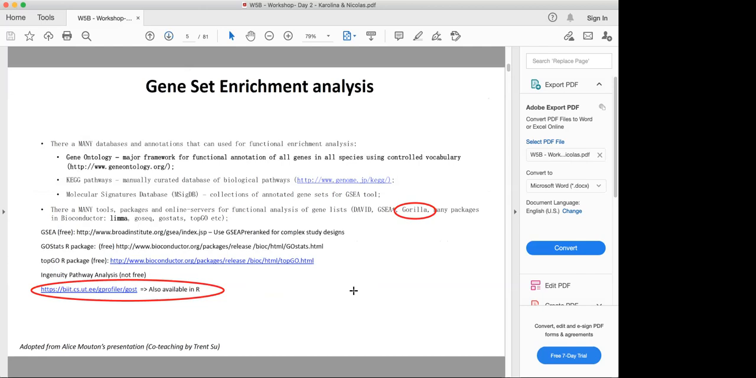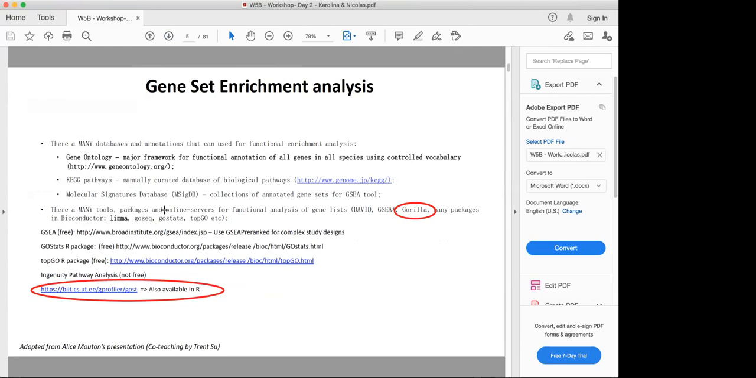So what is nice, there are many, many databases and annotations that can be used for the functional enrichment analysis. And there are some big ones, like for example, gene ontology, which is the major framework for the functional annotation of all the genes in all the species using controlled vocabulary. And you can go to this website, then you can browse the gene ontology.